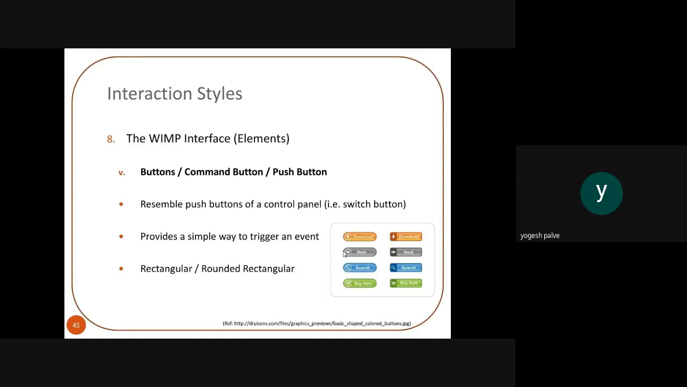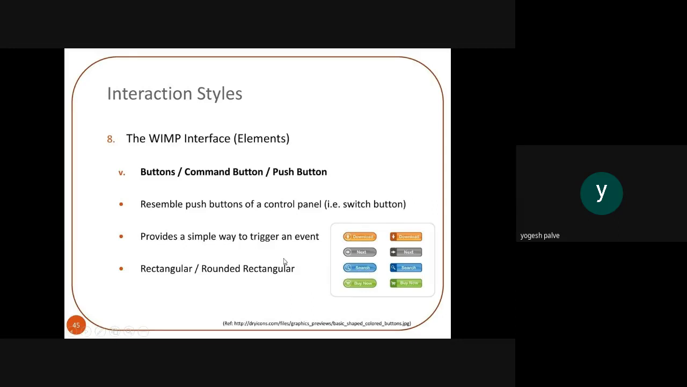Then as you see, this is the best way of the interaction style. It is the example or the diagram of the button, then command button and the push button. These have different GUIs, and are very creative in nature, so the user can easily understand them. Here suppose the user wants to download something, so he can just click on the download button. The user wants to search something, so the user easily understands the role of that button.